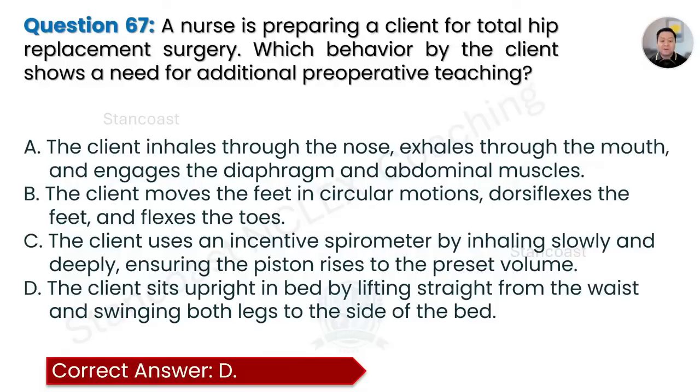So we have our incorrect options, letters A, B, and C. Letter A is the proper technique for deep breathing exercise. Letter B is also giving us an idea how to do the range of motion exercise like foot circles, dorsiflexion, and toe flexing to prevent blood clots. And letter C, the use of incentive spirometer, using that slow, deep inhalation can ensure proper lung expansion, and this will also prevent atelectasis or pneumonia.